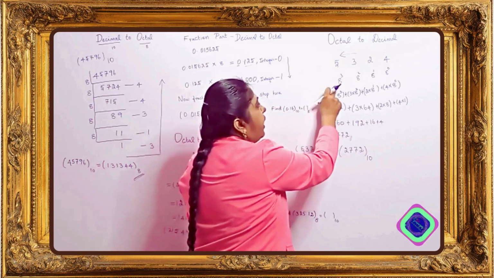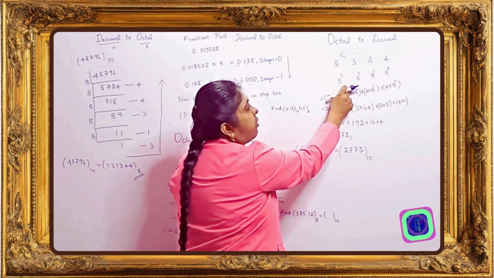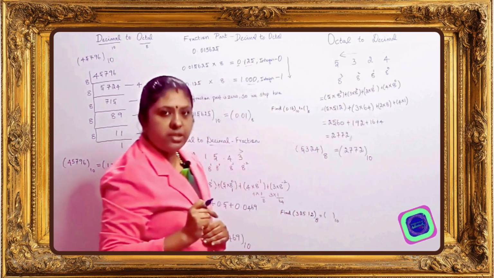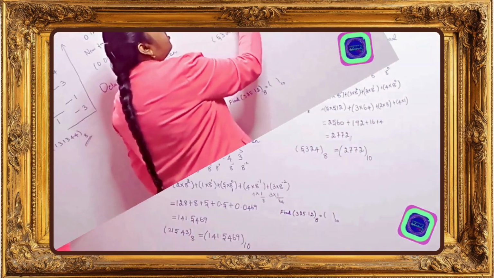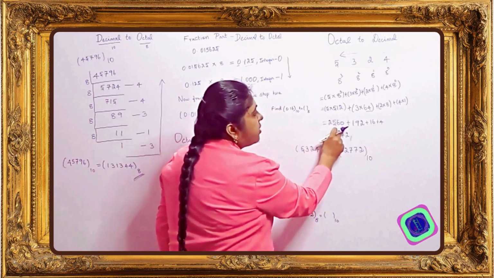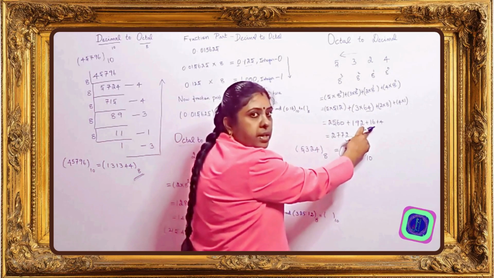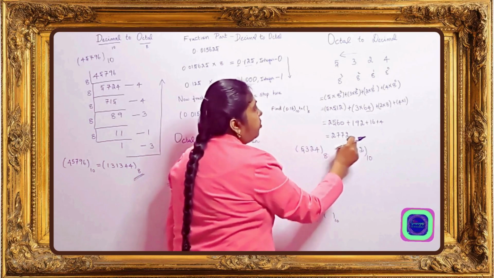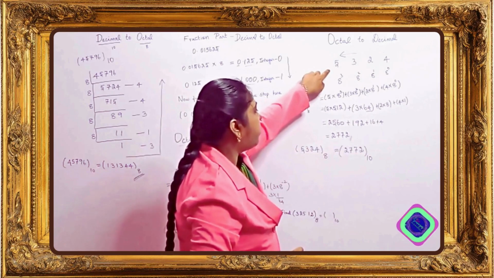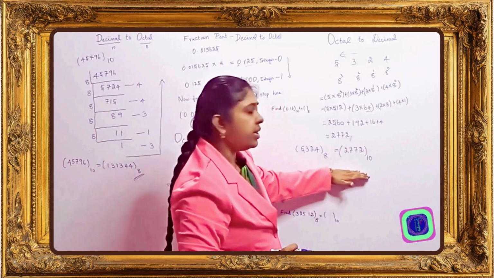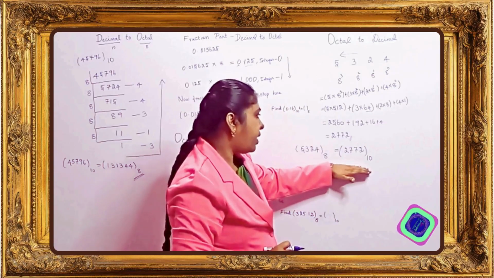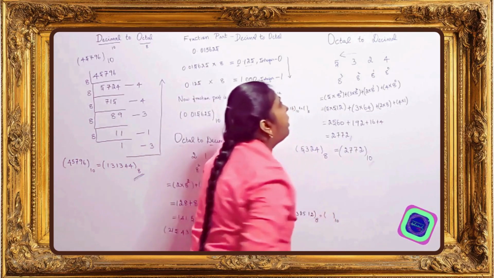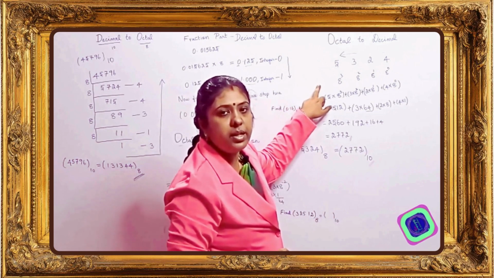So 5 into 8 power 3 plus 3 into 8 power 2 plus 2 into 8 power 1 plus 4 into 8 power 0. So these products arrive as 2560 plus 192 plus 16 plus 4, which gives an answer of 2772. So for this octal number 5324, we have arrived at the decimal value 2772 to the base of 10. This is the method for octal to decimal in the integer part.